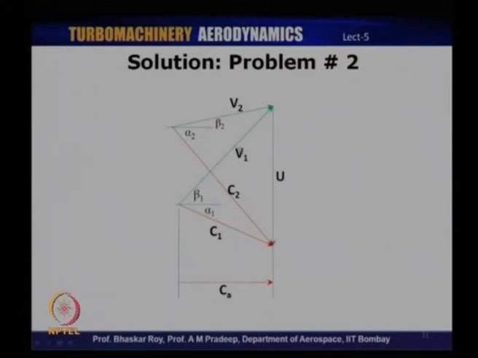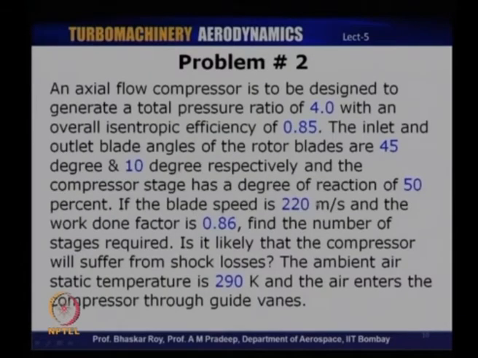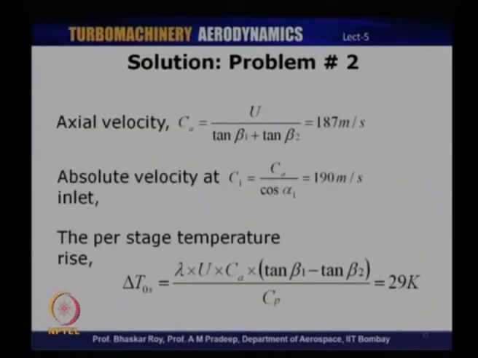Beta 1 is the angle which the relative velocity makes with the axial direction, C2 makes an angle of alpha 2 to the axial direction, and beta 2 is the angle which the relative velocity at the exit makes with the axial direction. So, the first part of the problem, let me go back to the statement. You need to find the number of stages required for which you have been given the angles, the efficiency, pressure ratio, blade speed and the work done factor. So, all the data that you need for calculating the number of stages has already been provided to you, and that makes it quite easy for us to solve the first part of this problem. So, let us do that now.